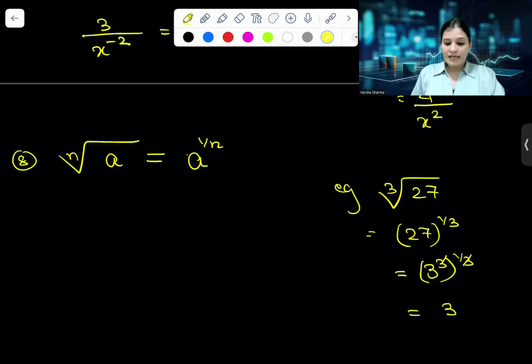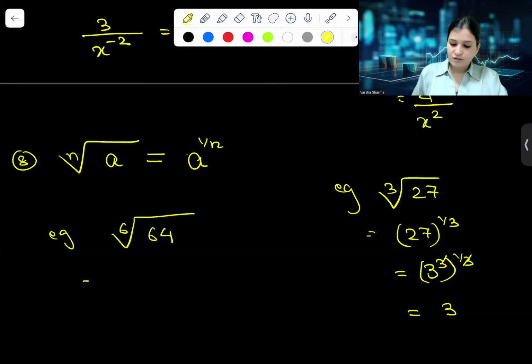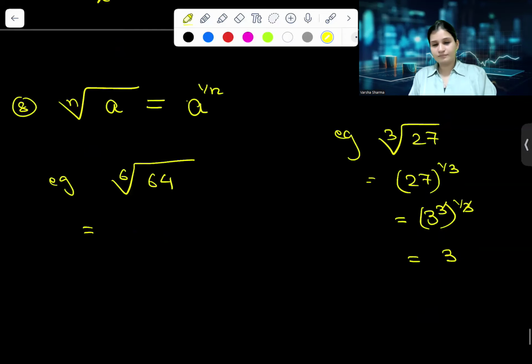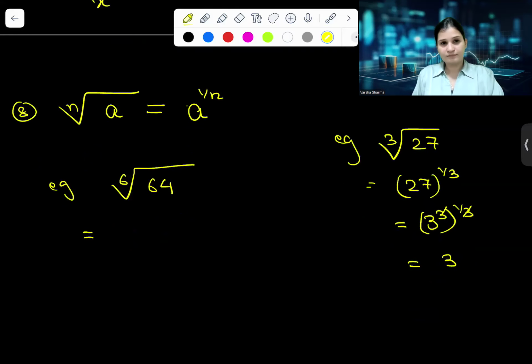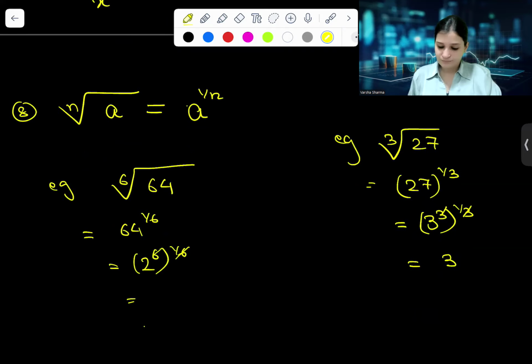If I would have given you 6th root of 64, what will happen here? 64 to the whole power 1 by 6. Then 2 power 6, the whole power 1 by 6. Then 6 and 1 by 6 gets cancelled. Final answer, 2. Any doubts?